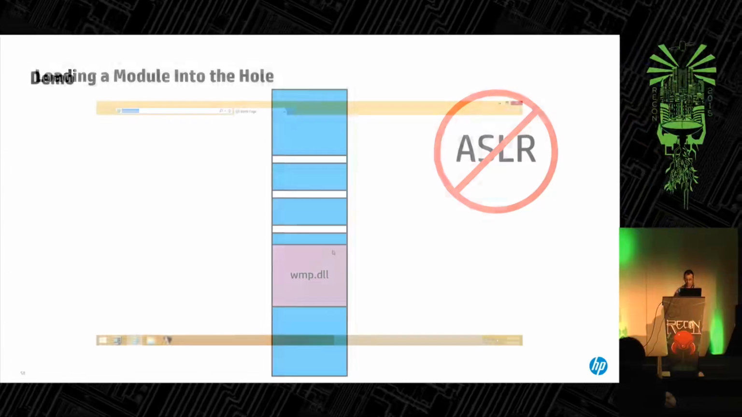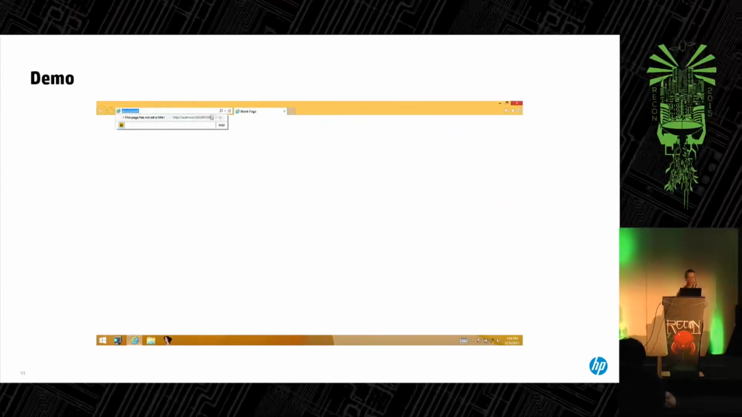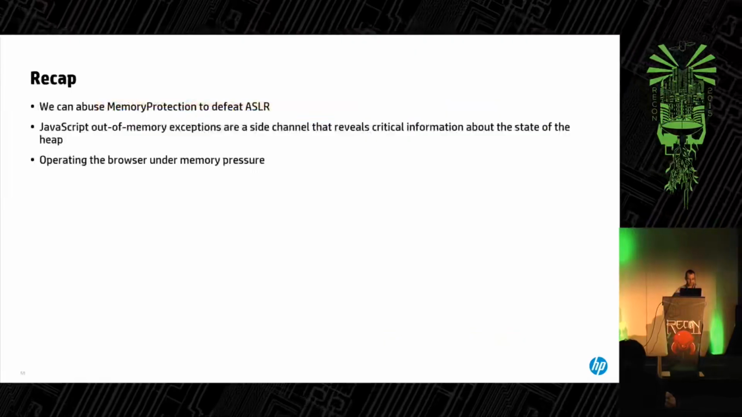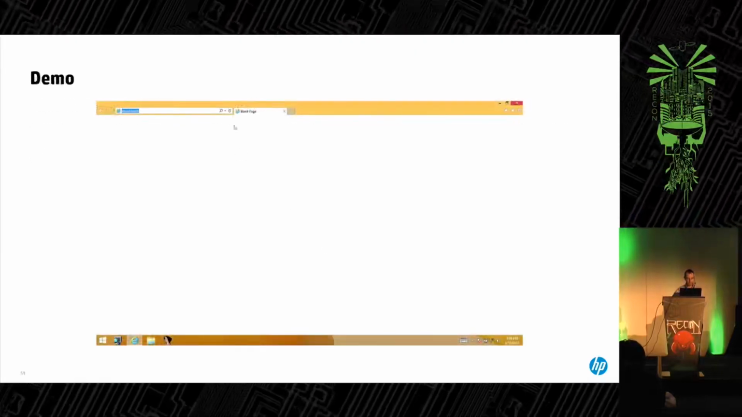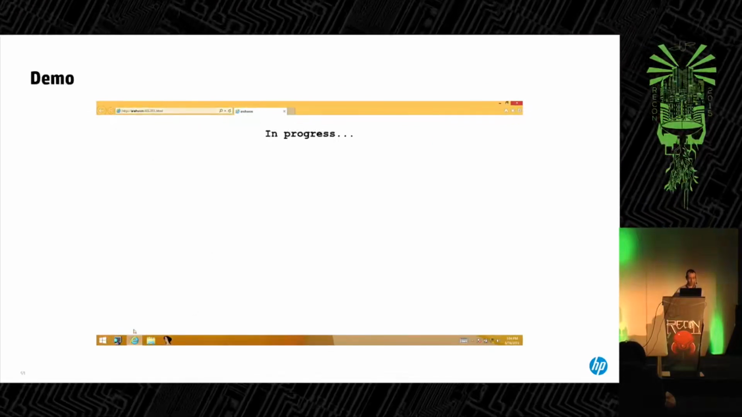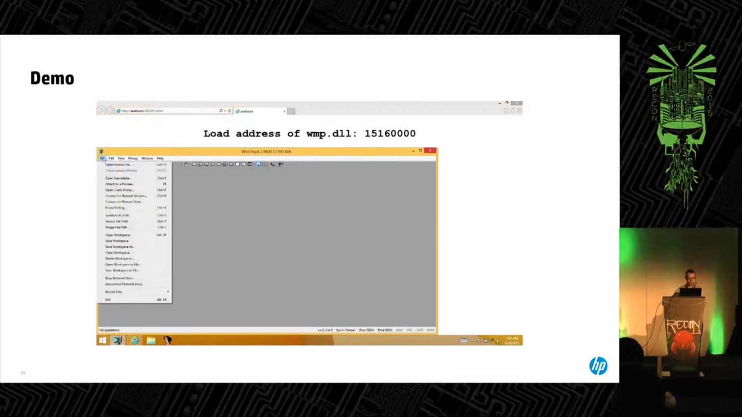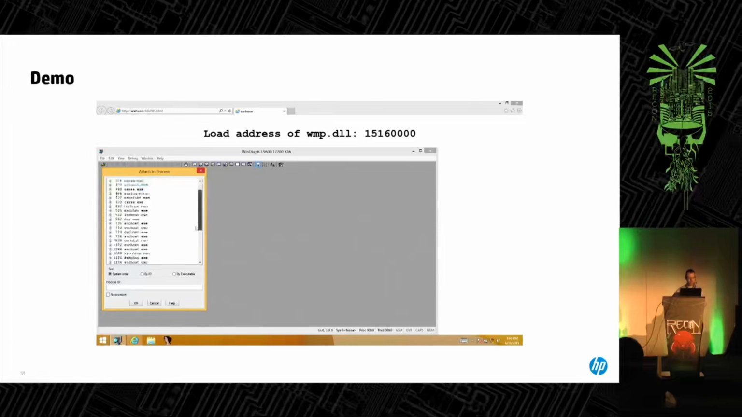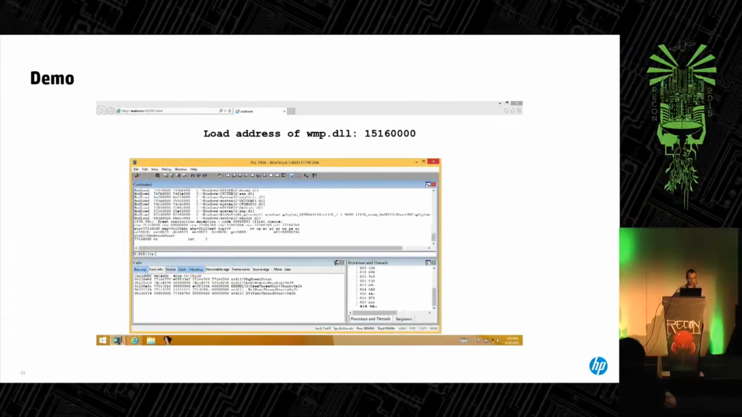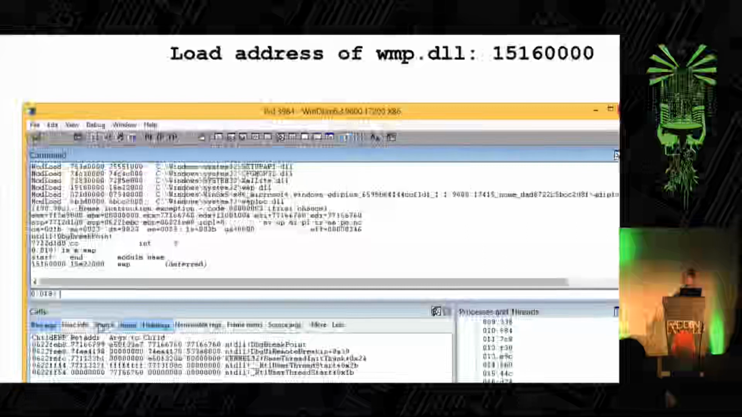We're going to show a demo video here of what it looks like to run. This is a fully patched IE. Run that demo video. And it's got the address already. Popping up WinDbg. Check that address. And there it is.